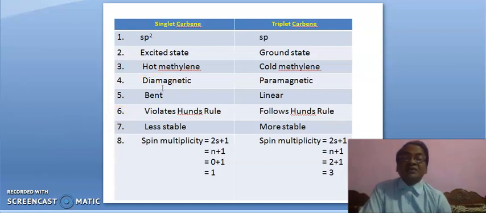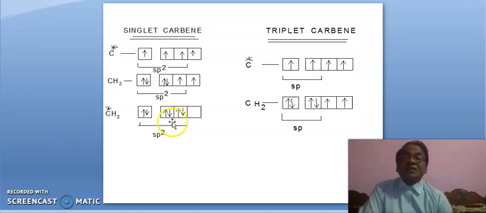Singlet carbene is diamagnetic and triplet carbene is paramagnetic. In singlet carbene we see, friends, all electrons are paired up. So the magnetic moment will be 0. That's why it is called diamagnetic. What about triplet carbene? Here 2 electrons are unpaired. So there will be some magnetic moment.